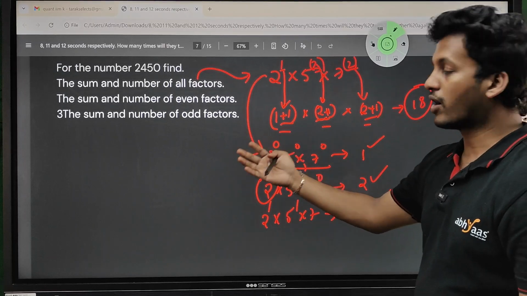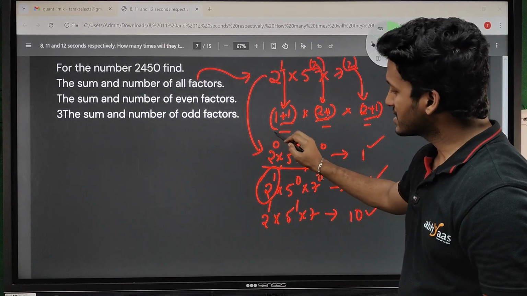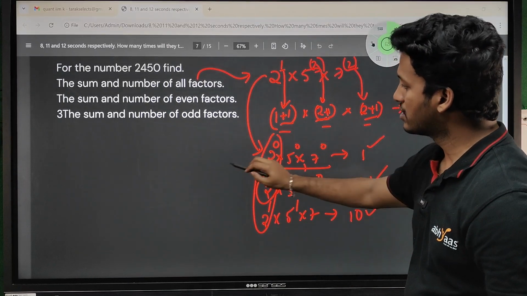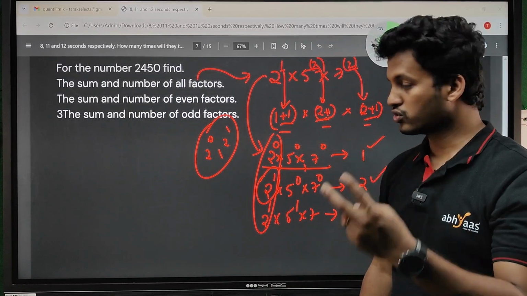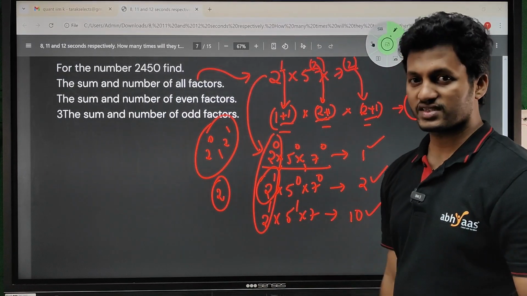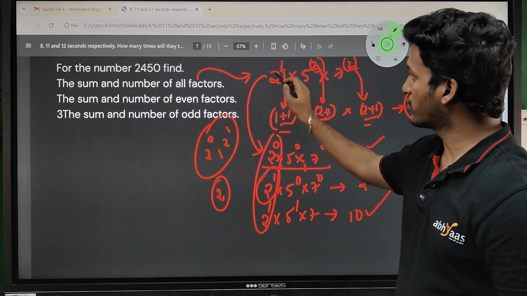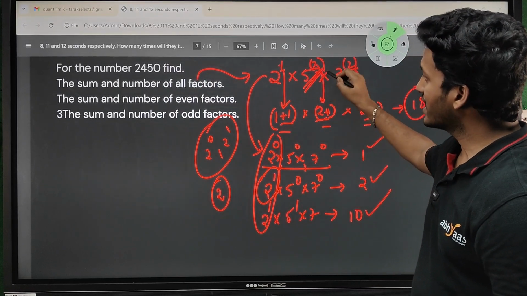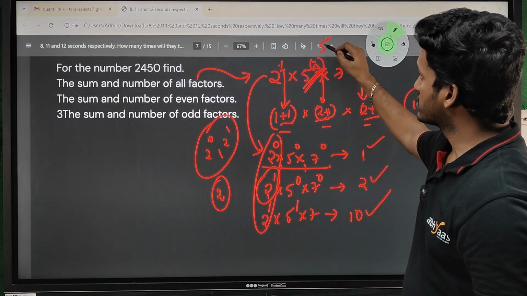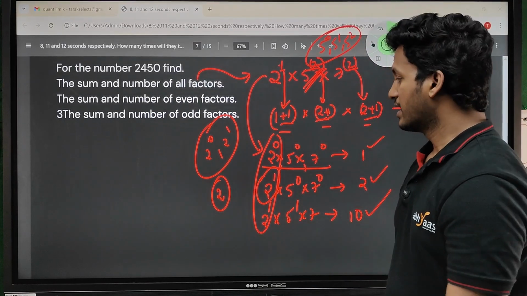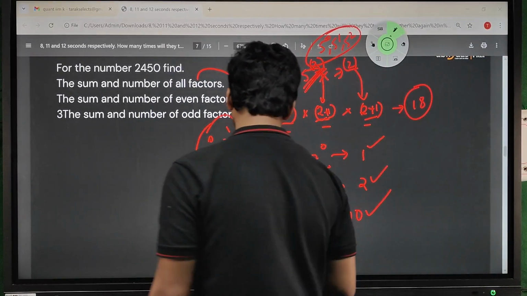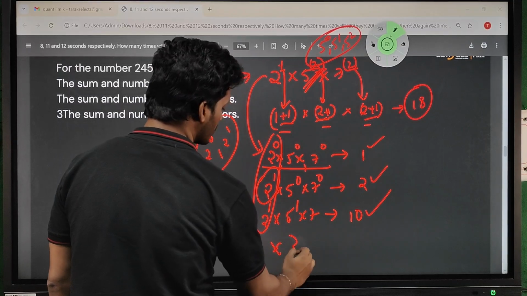Like that I can take combinations. So at max I can consider 2 as 2 power 0 and 2 power 1. That means 2 combinations, 2 ways. In 2 ways I can consider this 2 power 1. In that way I can take this 5 square as 5 power 0, 5 power 1 and 5 square. Total 3 ways. Like that, how many ways are there for me? It is 2 into 3 into 3.